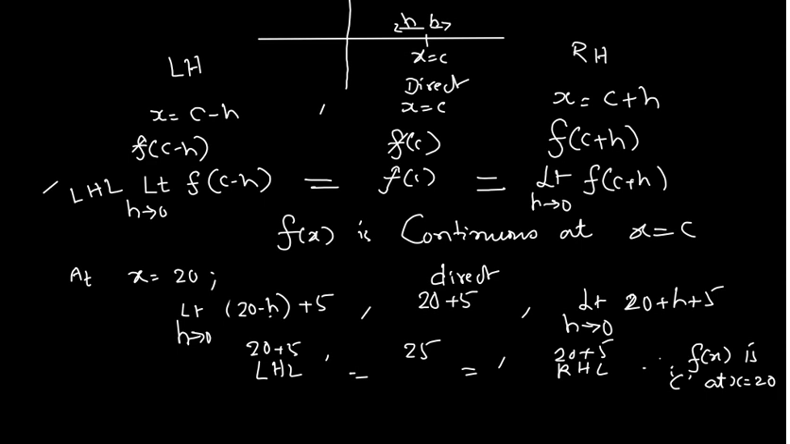So now let's go with the first one, case 1. So x equal to 0, which implies that our c equal to 0. c minus h is 0 minus h, that's equal to minus h. c plus h equal to 0 plus h, that's equal to plus h. Now, LHL. I will just draw the three lines and then start doing.